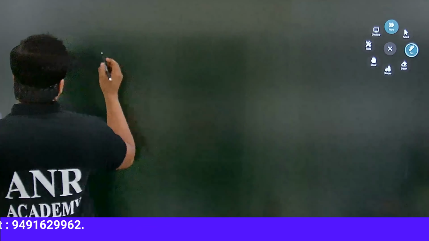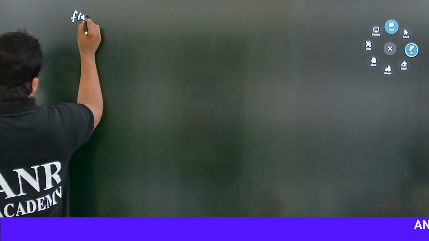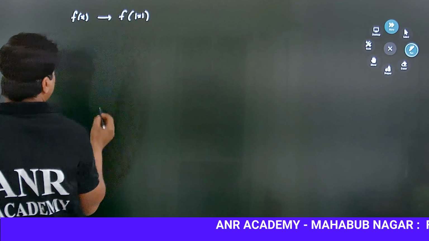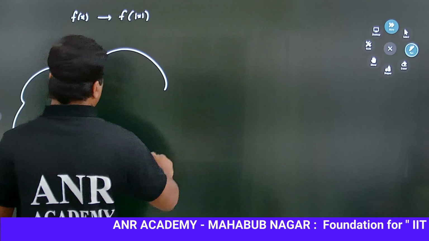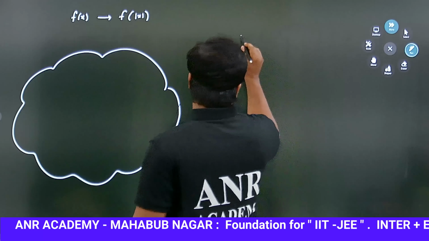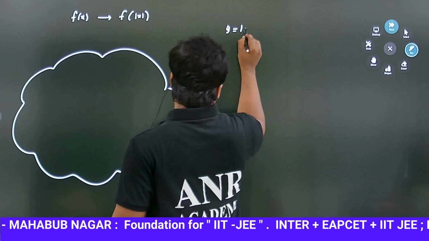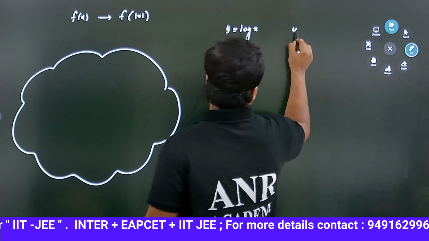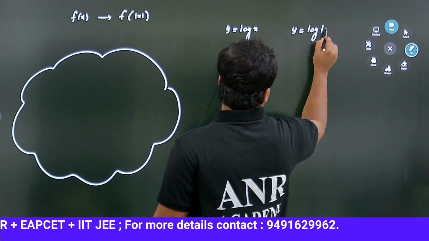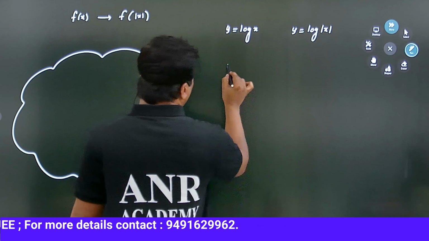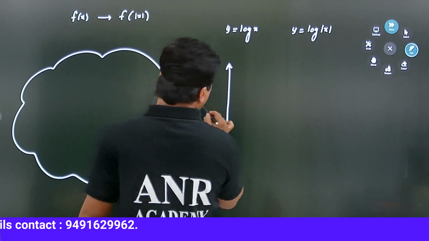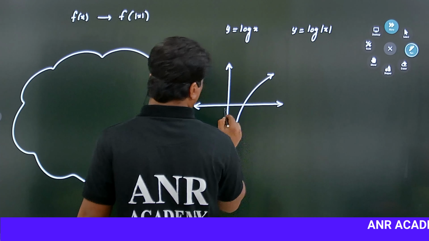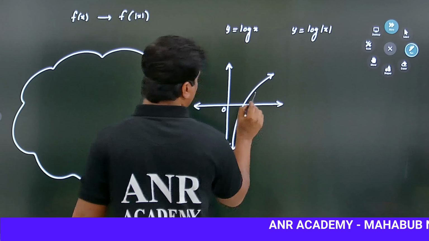Suppose f of x is transformed as f of modulus x. For example, if you have y equal to log x, then how do you draw y equal to log of mod x? Observe. You know that the graph of log x is defined for all positive values of x, and here it is (1, 0).